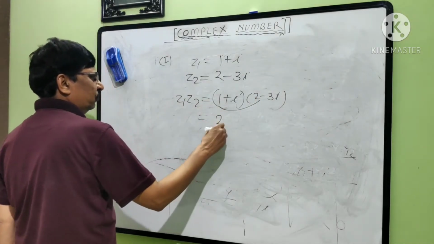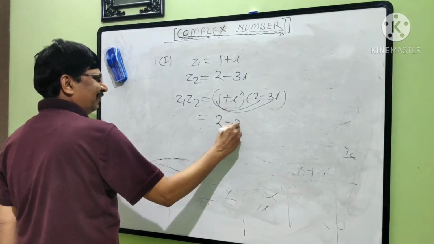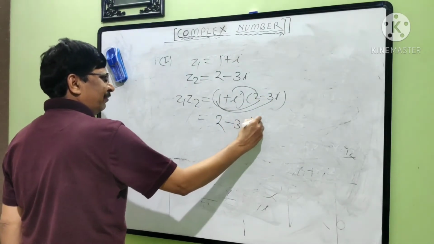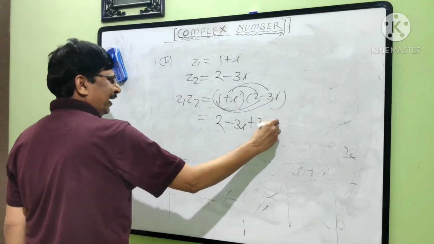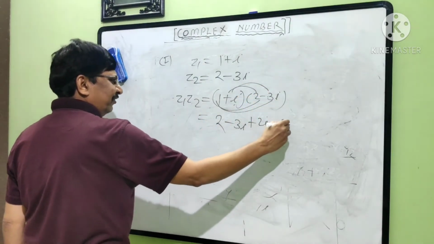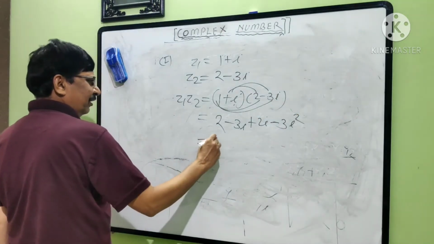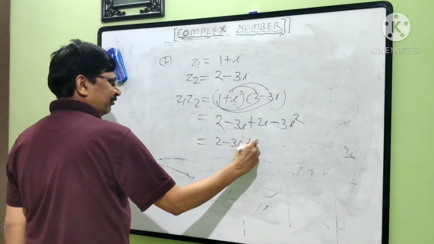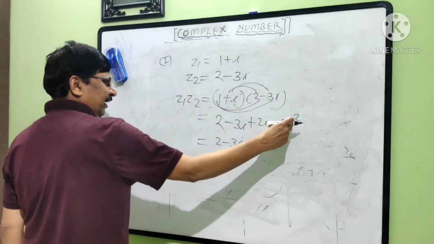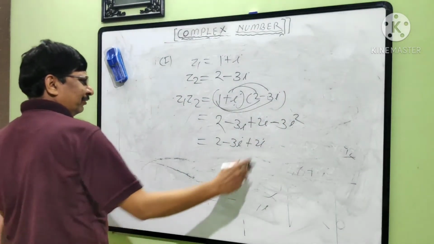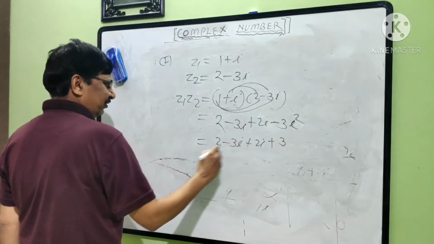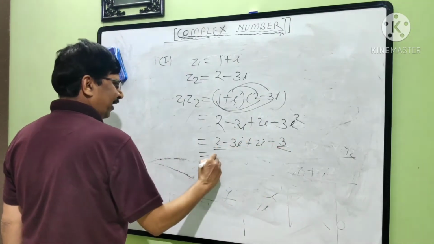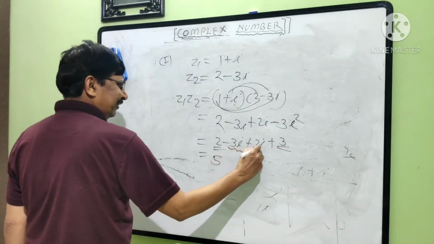1 into 2 is 2, 1 into minus 3I, and so on. I will tell like this. Otherwise I can write directly. Minus 3I into I square. I square means minus 1. Definitely this will be a real term, purely real. Minus 3 into minus 1, that is plus 3. Means real term is 2 plus 3, 5, and the imaginary terms are these.